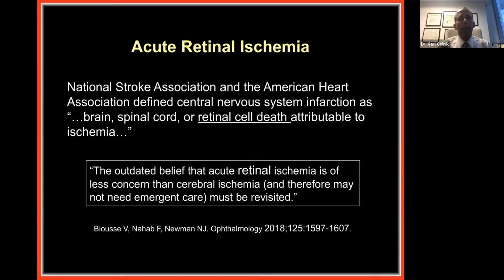And they note that both the U.S. National Stroke Association and the American Heart Association define central nervous system infarction as brain, spinal cord, or retinal cell death attributable to ischemia. So it's not just brain or spinal cord, it's retinal cell death. And they said in their review article, the outdated belief that acute retinal ischemia is of less concern than cerebral ischemia and therefore may not need emergent care must be revisited.